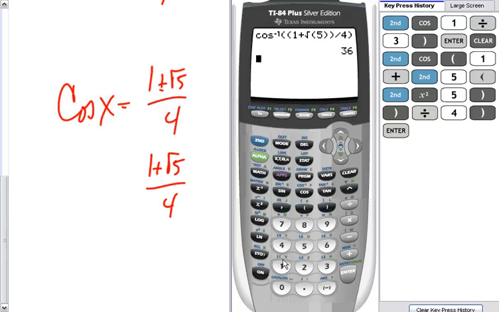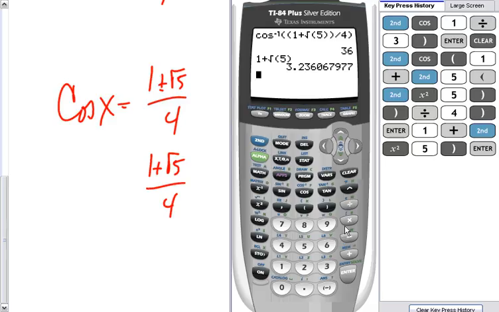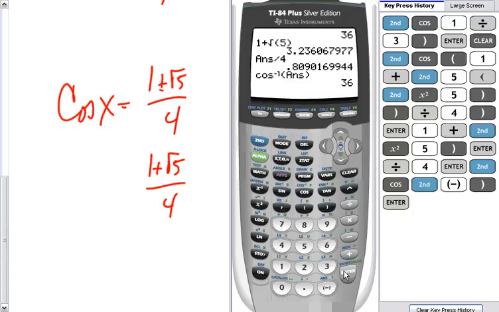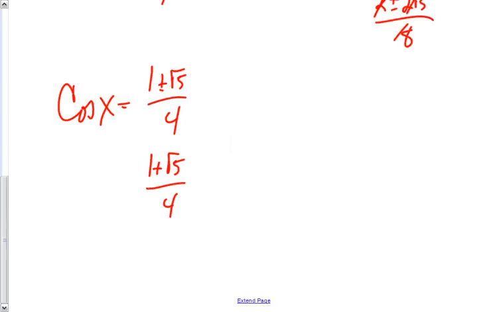Let's make sure. 1 plus the square root of 5 divided by 4. Arc cosine of the answer. 36. I'll be darned. Didn't think it was going to be that nice. Never seems to come out that nice. Alright, well, we're going to go with it. So, we've got that down. So we've got x equals 36 degrees.